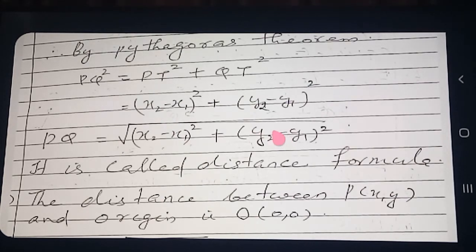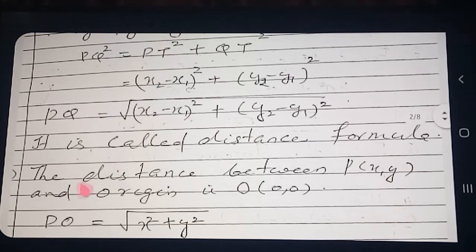Now some students write x1 minus x2 the whole square, and that is also correct, because the whole square is coming. Minus 2 the whole square and 2 the whole square are both the same, therefore there is no problem. Now try to follow the textual method and textual formulas, it is very important. Next point, listen, the application of the distance formula.